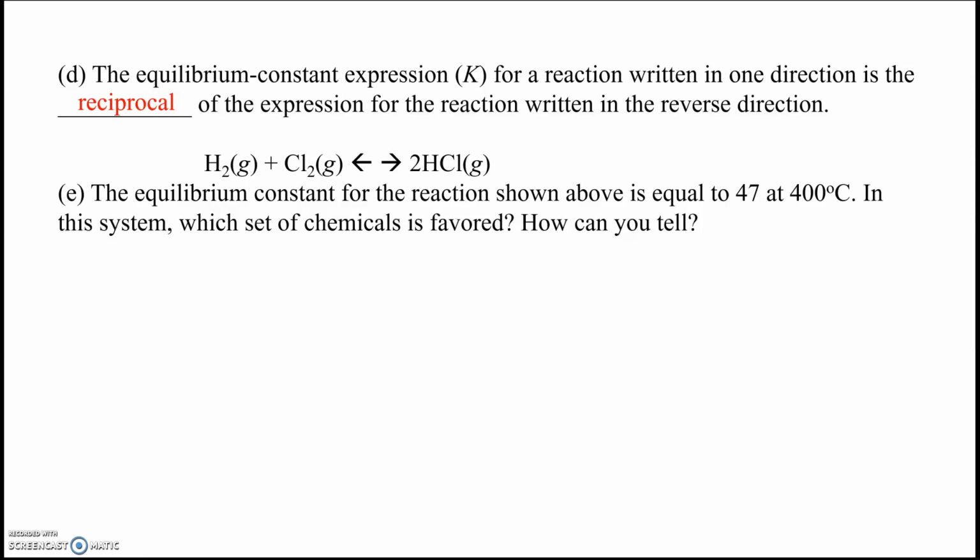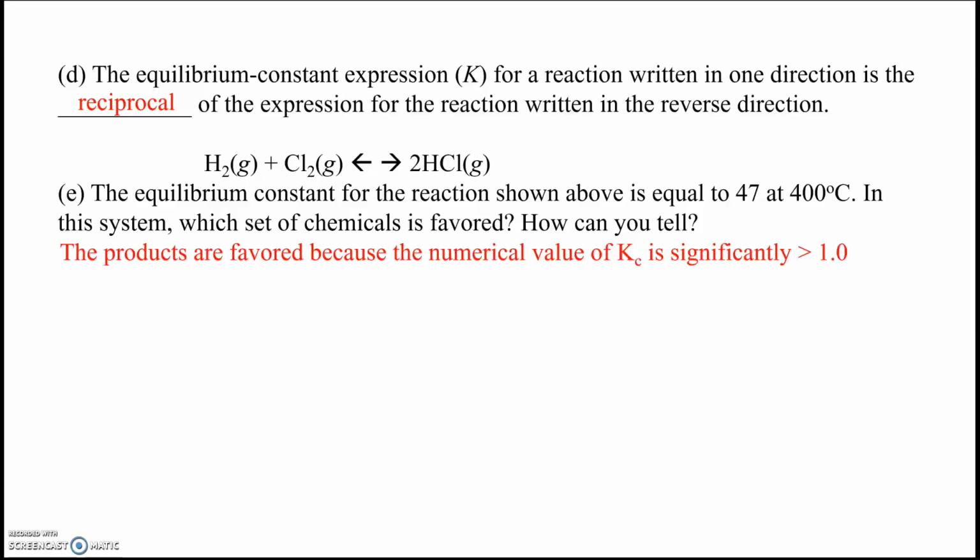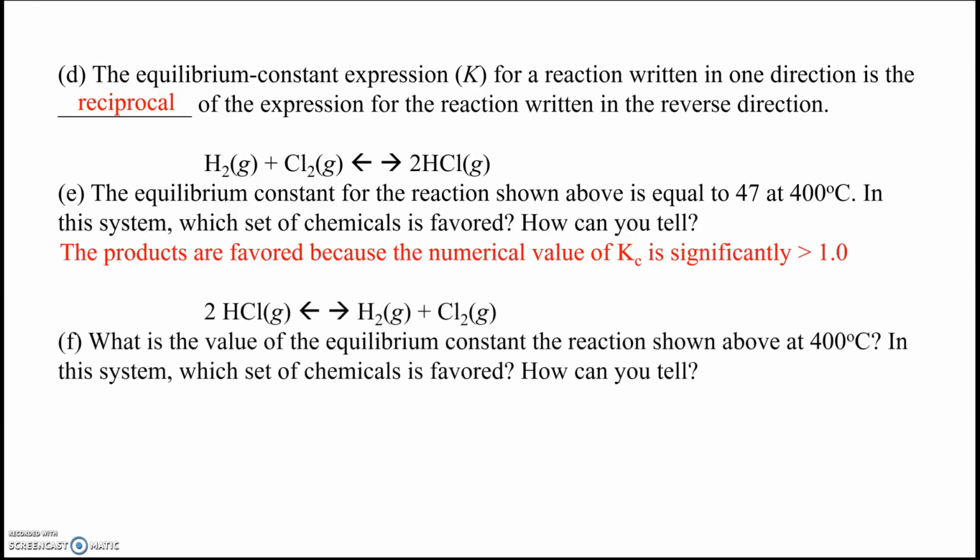So in this system, which set of chemicals is favored, and how can you tell? Well, 47 is much larger than 1, so we can say that the products are favored just simply because the value of Kc is significantly greater than 1.